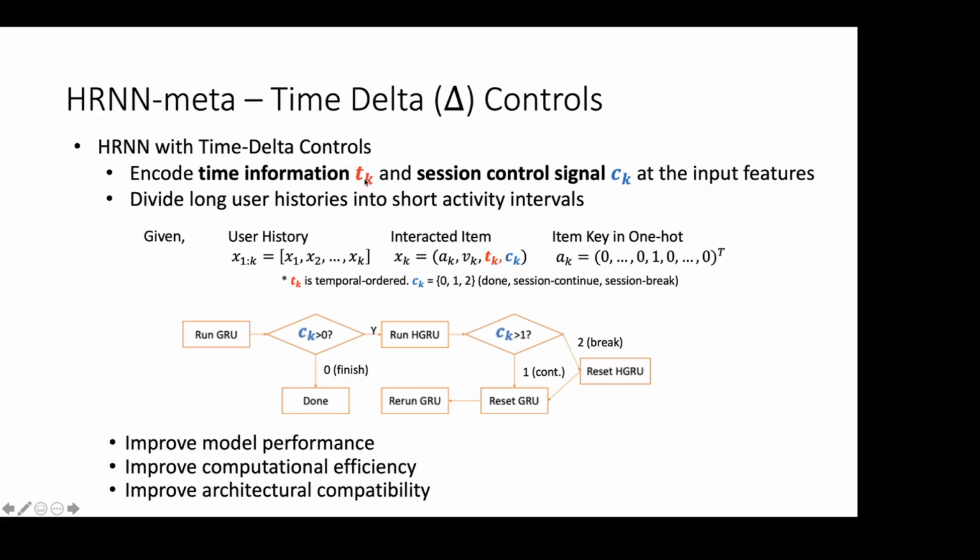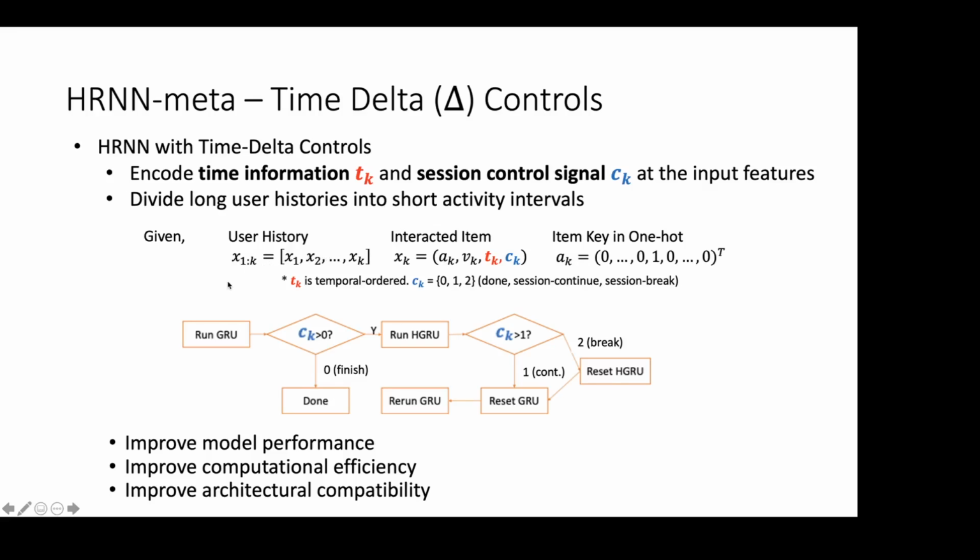I think TK is the timestamp, and session control signals, CK, are added to the input features. So the input features were originally A and V, and T and C are also concatenated. And that's all. That's it.